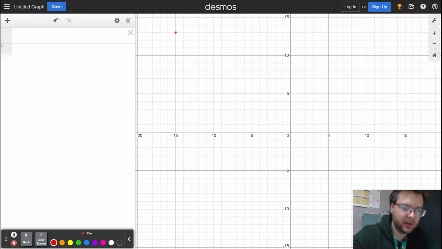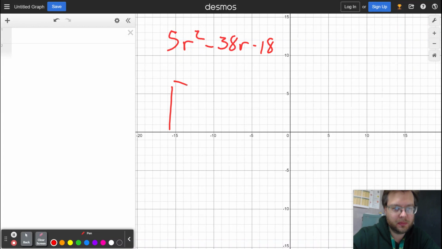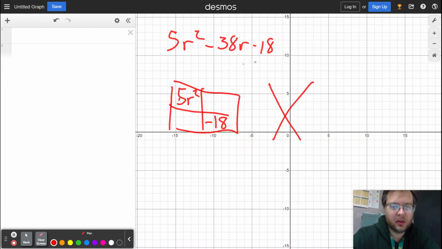was 5r squared minus 38r minus 18. We can try the same process. 5r squared minus 18. Multiply 5 times 18, you get negative 90r squared. Down here, negative 38r. Okay, what are some ways?